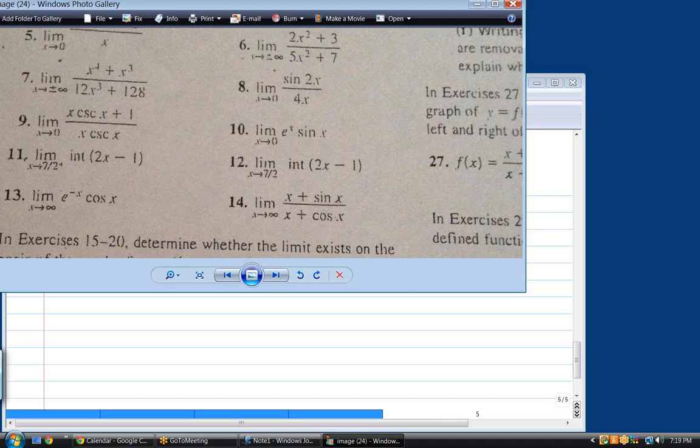Are you sure? Because on our answer key it says 1/12. Positive. Okay, so the answer key's wrong? Yes.